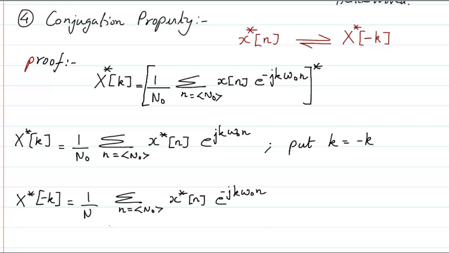Now what is this equation? This equation is the DTFS of which function? Conjugate of x of n. Correct? And that is what we have here, that the DTFS of conjugate of x of n is X conjugate of minus k, which is given here. Hence this is proved.